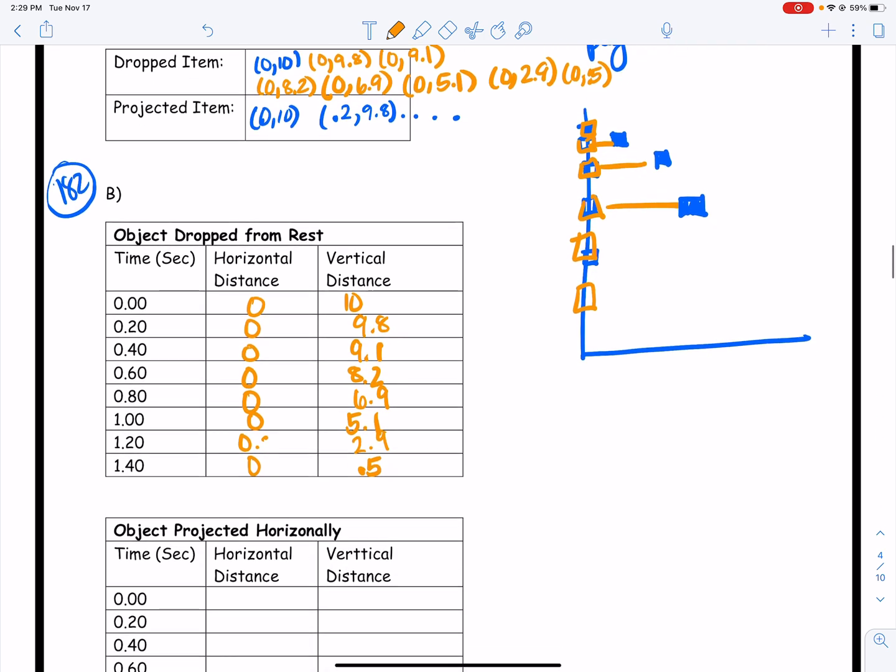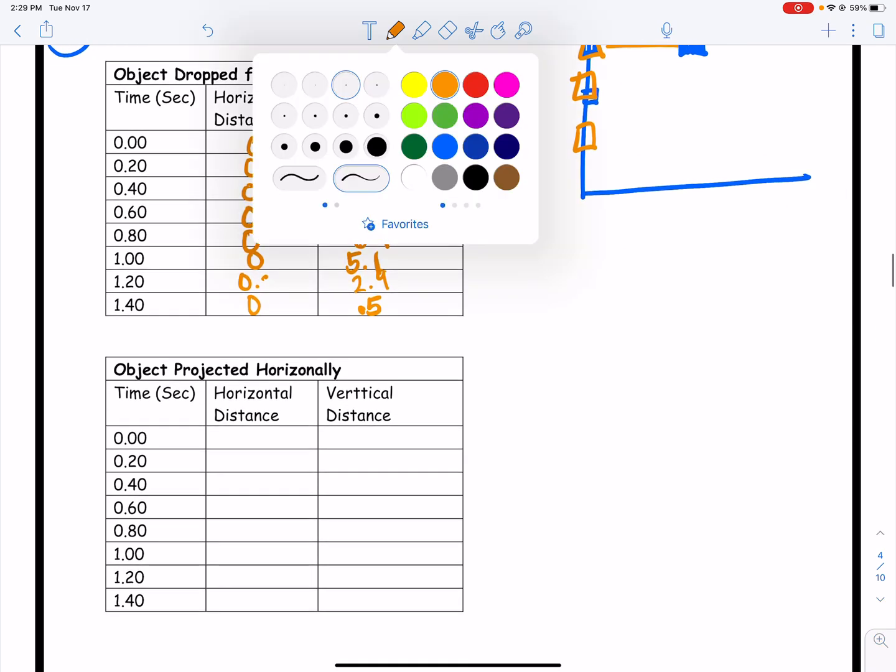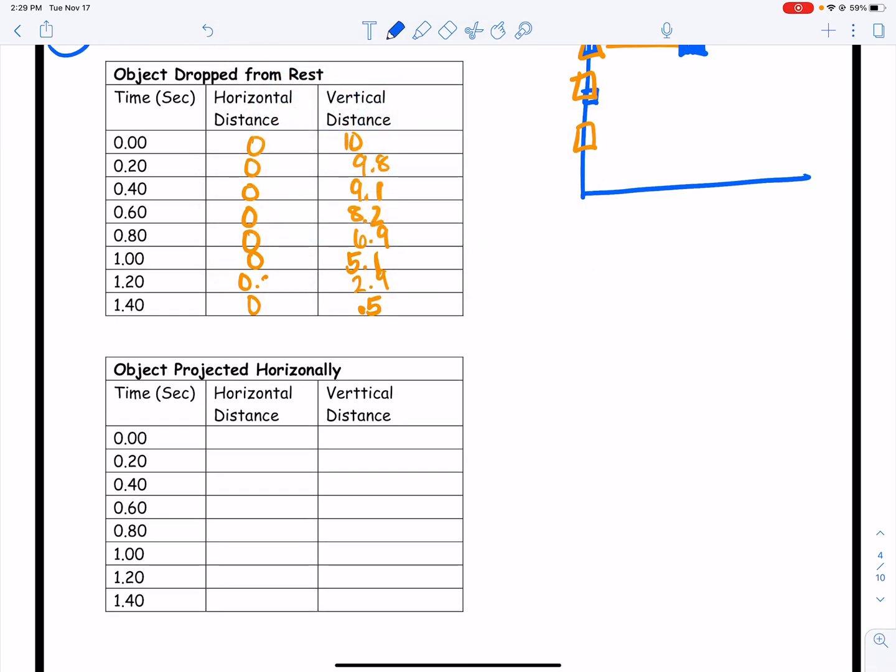So go ahead and do the other one. I'm going to do it in blue. So now I have (0, 10), and I have (0.2, 9.8), and I have 0.4, 0.6, 0.8, 1, 1.2, 1.4, and then I'm filling in my 9.1, my 8.2, my 6.9, my 5.1, my 2.9, and my 0.5. So those are all of my points as I'm going down. Okay, so I have my table made.